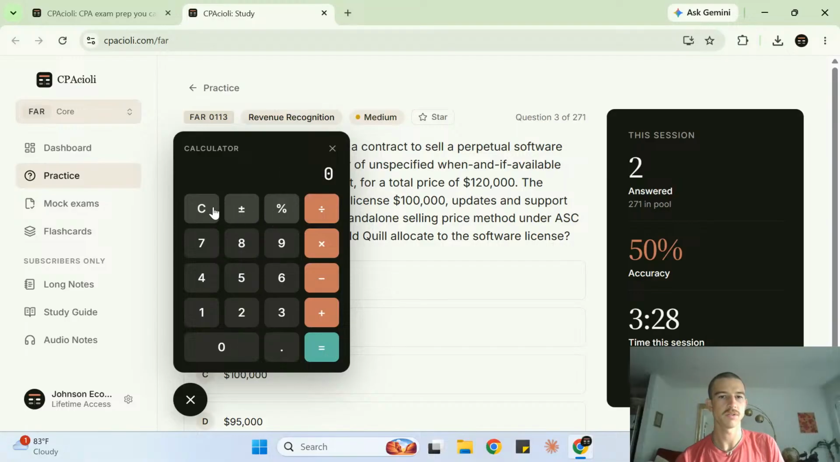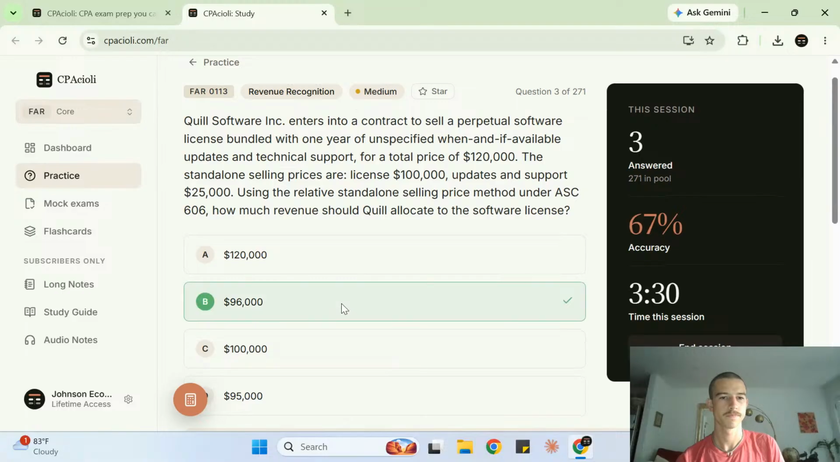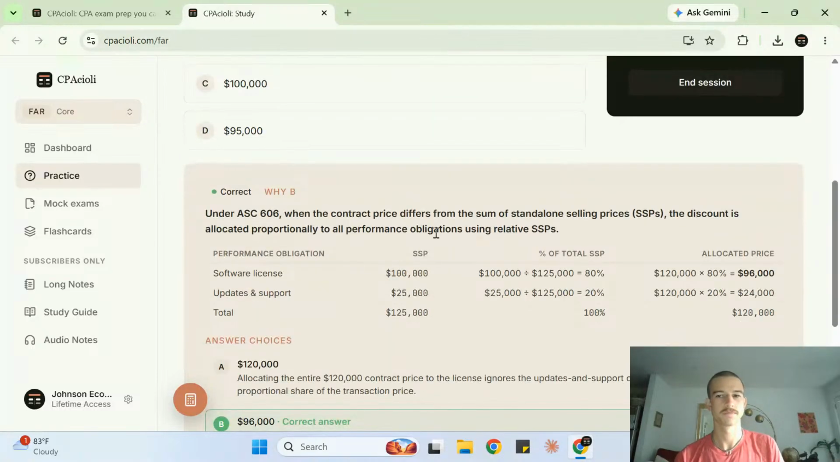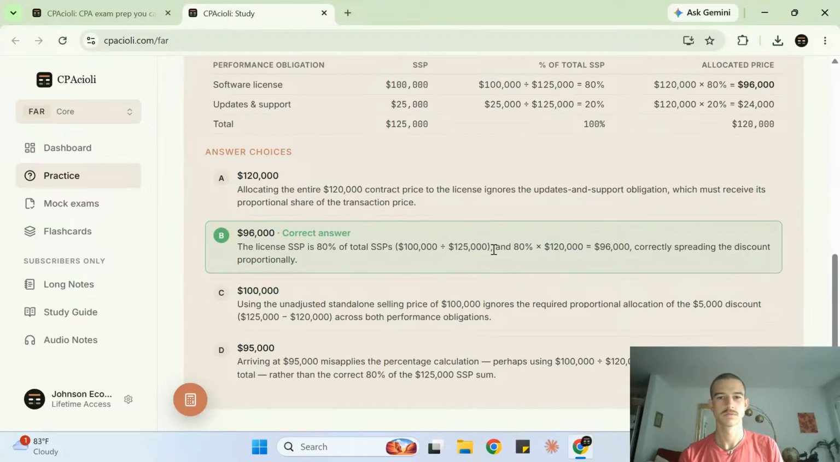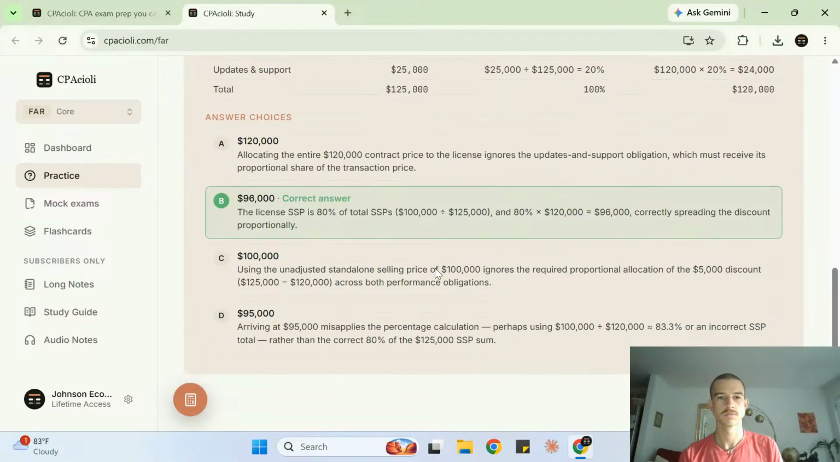And 96. All right, so yeah, I divided that by the total of those two, since those are the two prices, and then multiplied by the total price. When the contract price differs from the sum of standalone selling prices, the discount is allocated proportionally to all performance obligations using relative SSPs. Cool.